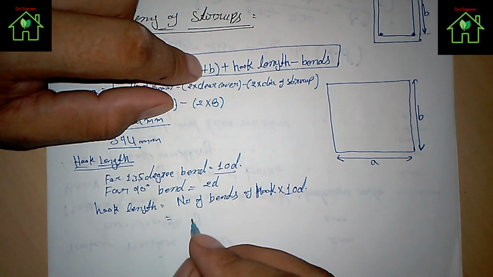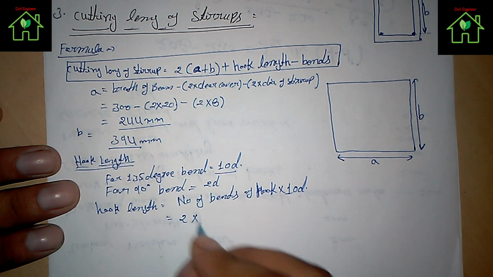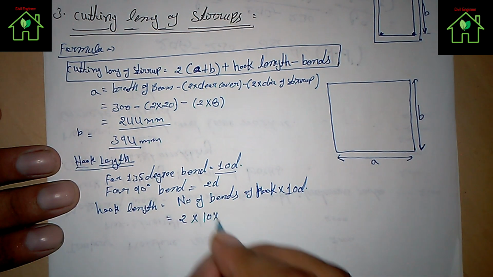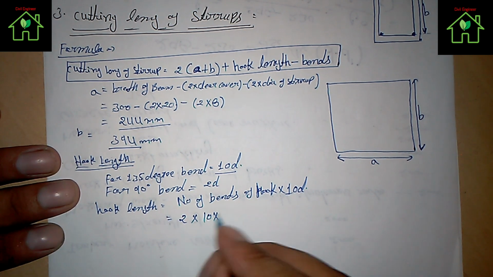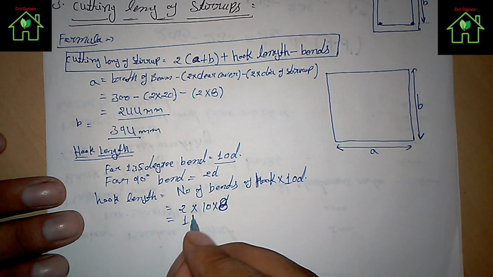So how many numbers are we taking? 2 into 10 into d. What is the d? D is equal to 8 mm. After calculation, we will get the value 160 mm.